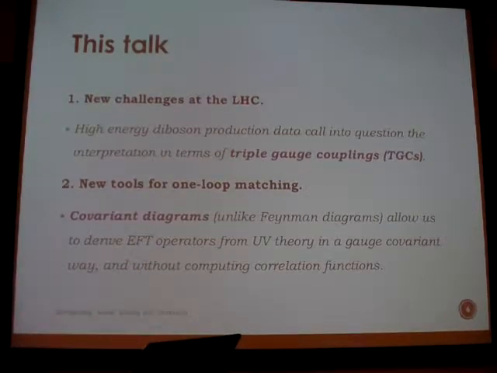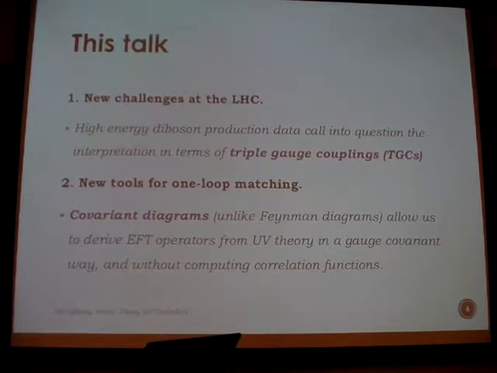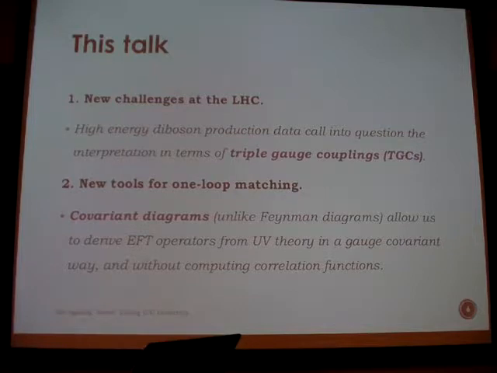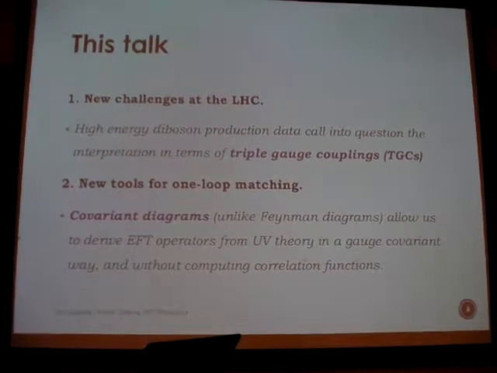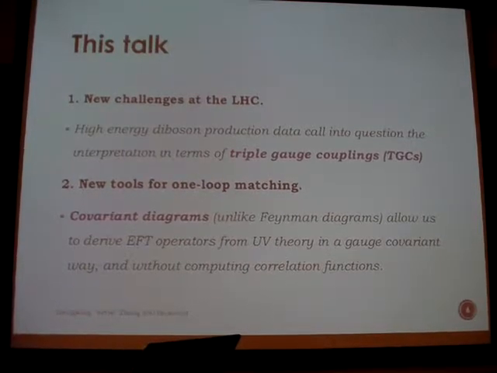So here is the plan for this talk. There are two parts. In the first part, the topic will be new challenges at the LHC, and I'm going to talk about diboson production. The key message here is that the LHC data is calling into question the interpretation in terms of triple gauge couplings. And in the second part, the topic will be new tools for one-loop matching, and I will talk about a way to match a UV theory onto an EFT in a gauge covariant way, without computing correlation functions that involve covariant diagrams.